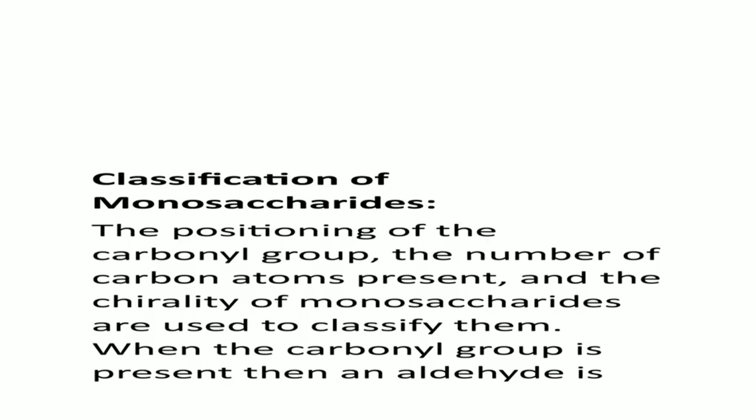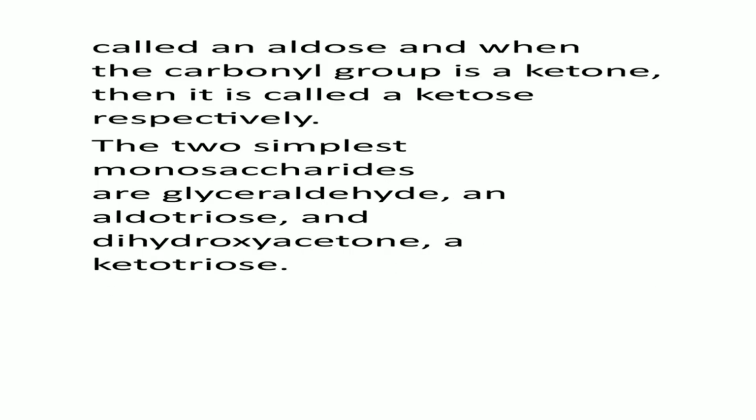Classification of monosaccharides. The positioning of the carbonyl group, the number of carbon atoms present, and the chirality of monosaccharides are used to classify them. When the carbonyl group is an aldehyde, it is called an aldose, and when the carbonyl group is a ketone, it is called a ketose. The two simplest monosaccharides are glyceraldehyde, an aldotriose, and dihydroxyacetone, a ketotriose.